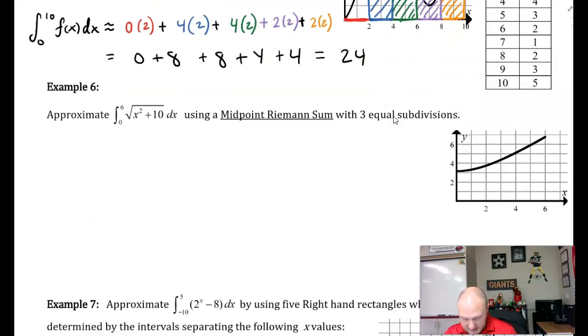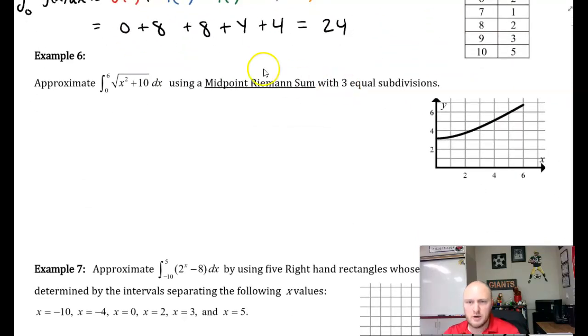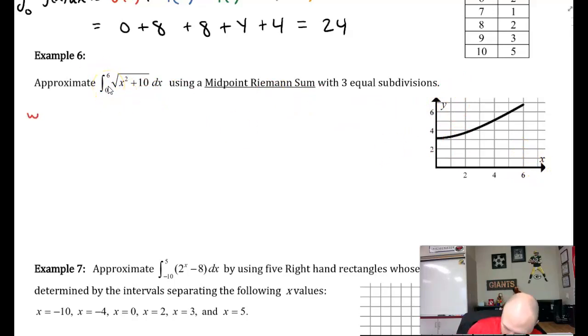Example number 2. Here we're asked to approximate the integral from 0 to 6 of the square root of x squared plus 10 dx using a midpoint Riemann sum with 3 equal subdivisions. If I have 3 equal subdivisions, my width is 6 minus 0 divided by 3 subintervals, so my width is going to be 2.